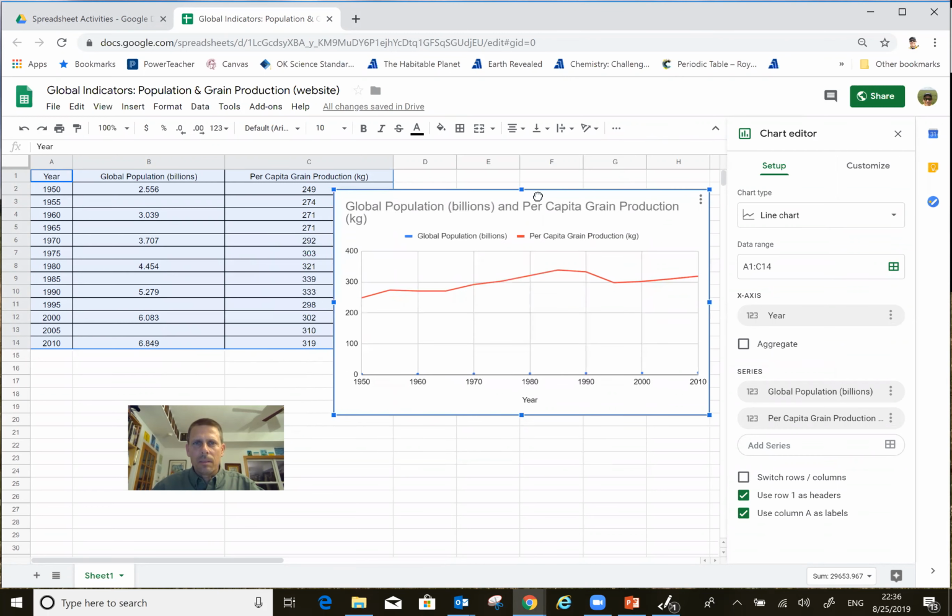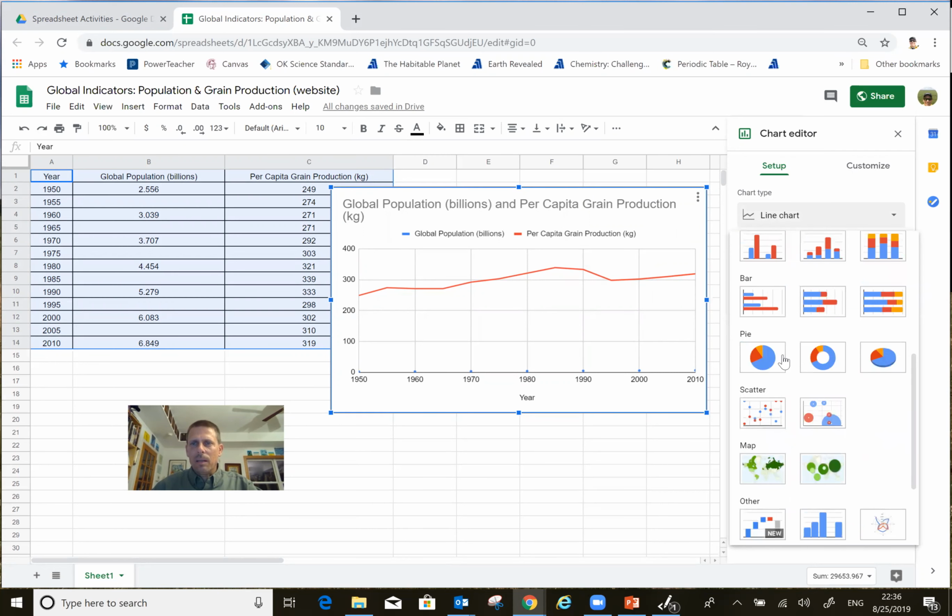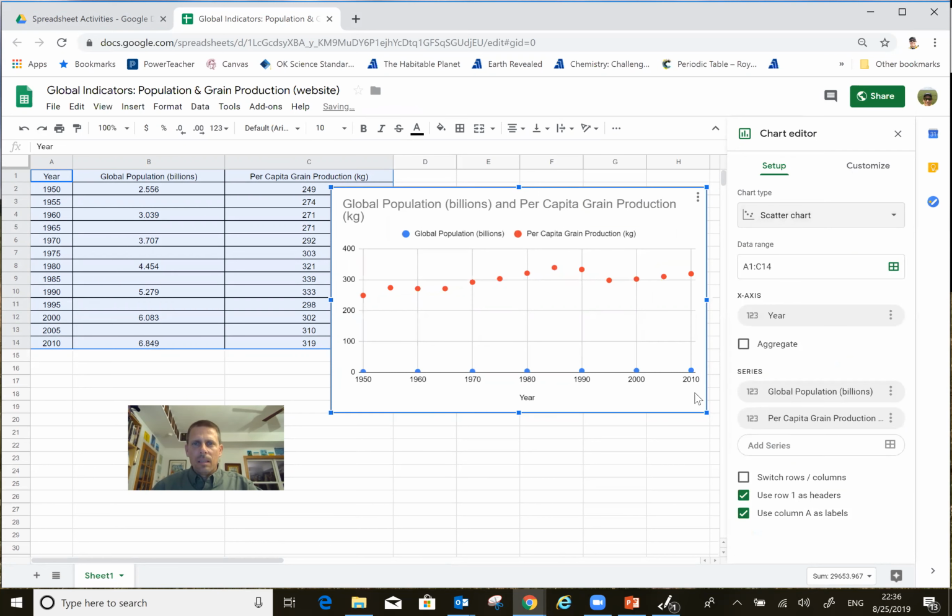Once again, for the type of data that we have, I would like for you to use the scatter plot. So let's go down to the scatter chart. And you can see that we have two data sets. There's only one vertical axis, and in this case, it is the units for the per capita grain production. But we also need to have a vertical axis for the global population.